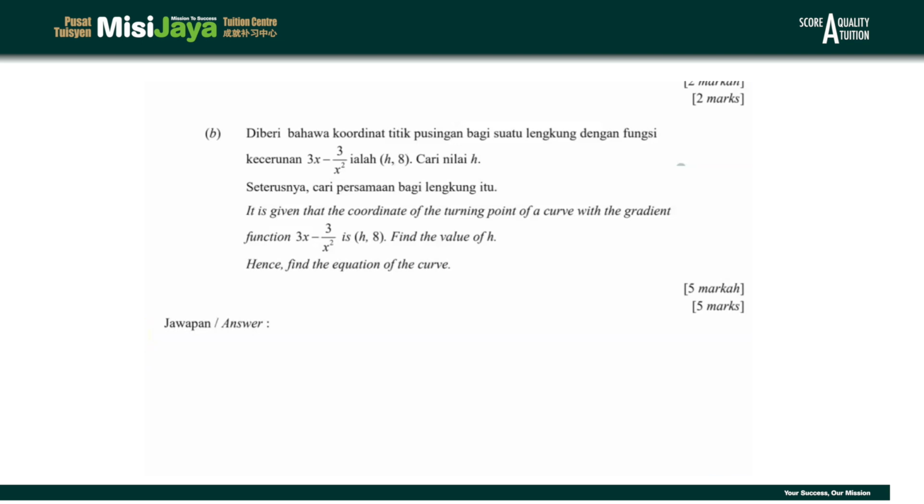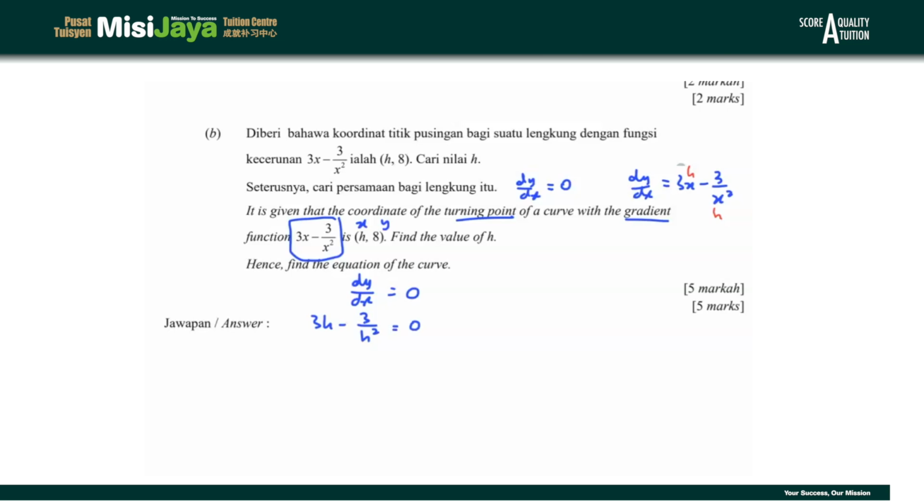It is given that the coordinate of the turning point of a curve, so turning point is dy/dx equals 0, with the gradient function, which means this is the dy/dx. So dy/dx is equal to 3x minus 3 over x squared, and h, 8 means that is the turning point. So this is the x, this is the y. I'm going to substitute the h into the x. So at the turning point dy/dx equals 0, they give you dy/dx is 3h minus 3 over h squared equals 0.